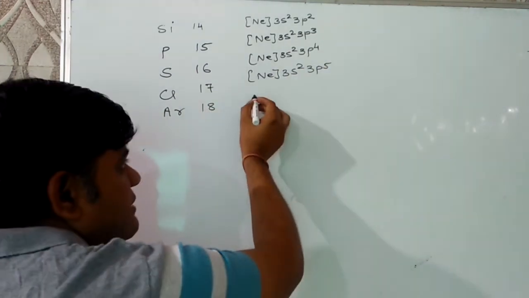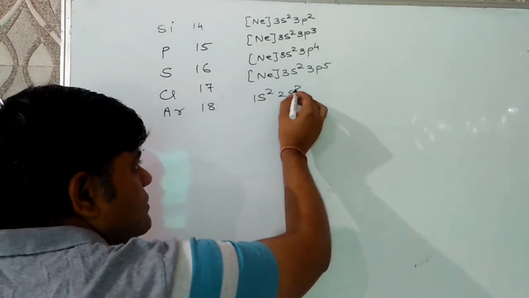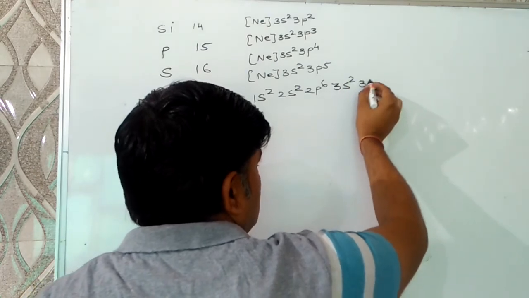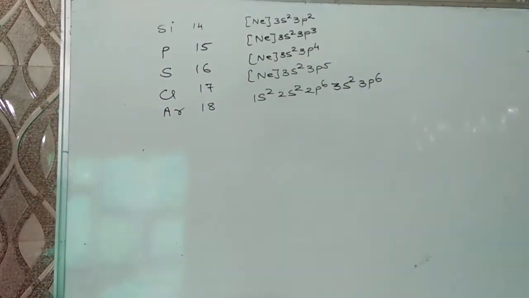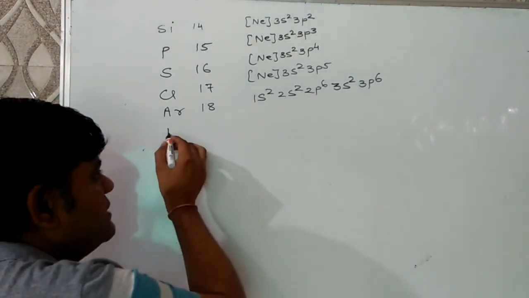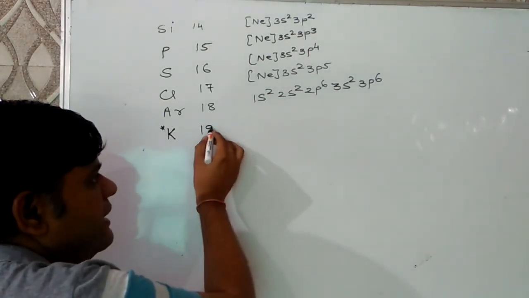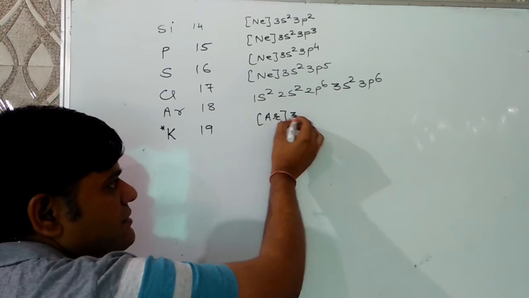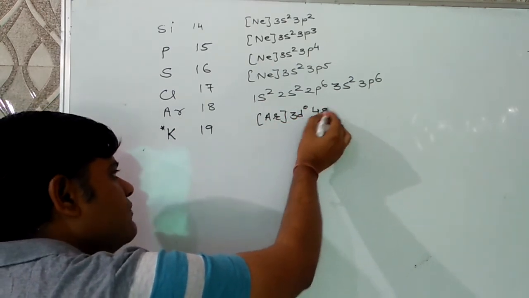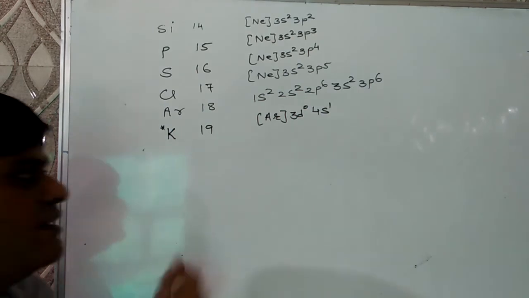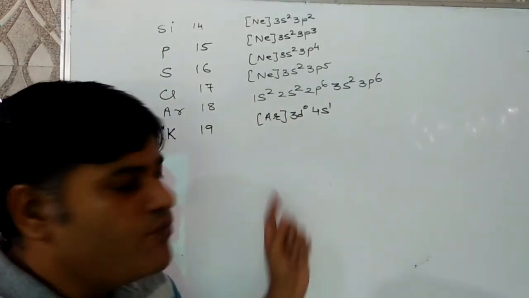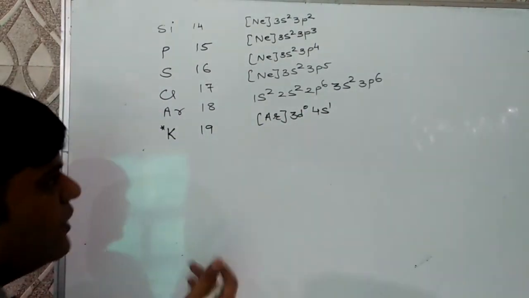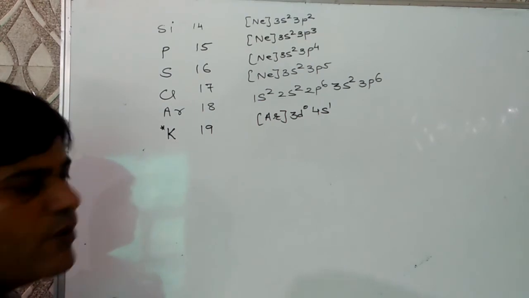I am writing the complete one, 1s2 2s2 2p6 3s2 3p6. Now we have to write down the electronic configuration of potassium, very important one. 19. It can be written as argon, a noble gas, 3d0 4s1. As I have mentioned, 4s should have lower energy than 3d, so we have to fill 4s before 3d. So configuration will be argon 3d0 4s1, or simply argon 4s1.